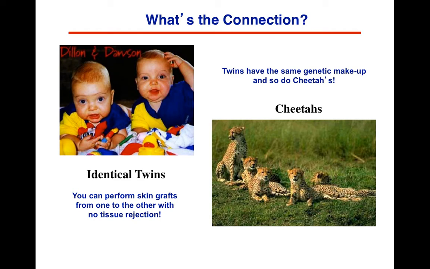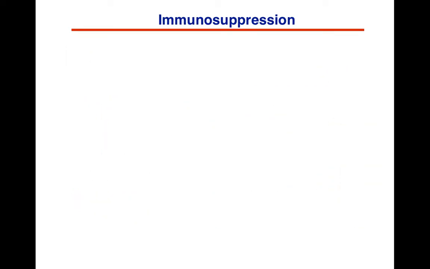Now, what is this suppression? What is this immunosuppression? What is it when you have an immune reaction, when you have rejection? What does that mean? And we're going to find out. Well, first, let's take a look at how we identify and look at grafts between individuals.